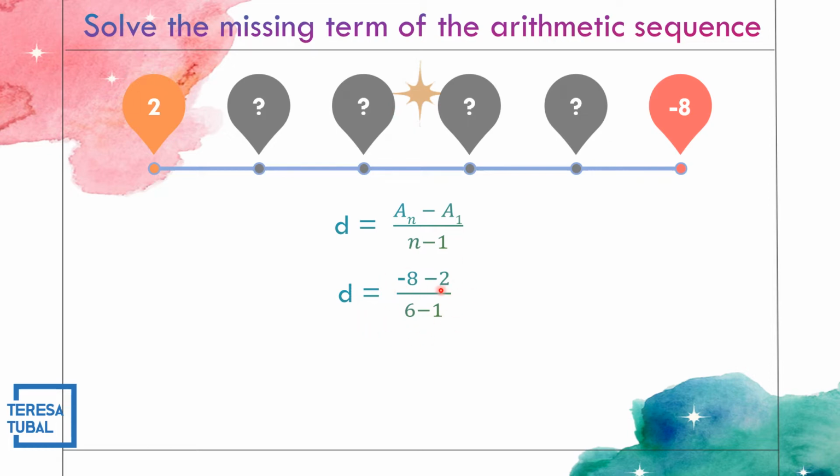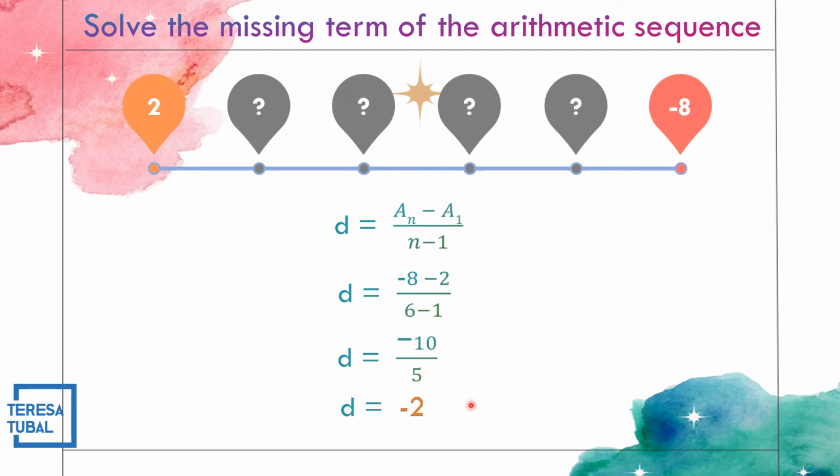Negative 8 minus 2, that is negative 10. 6 minus 1, that is 5. If we divide, negative 10 divided by 5, the common difference is negative 2.